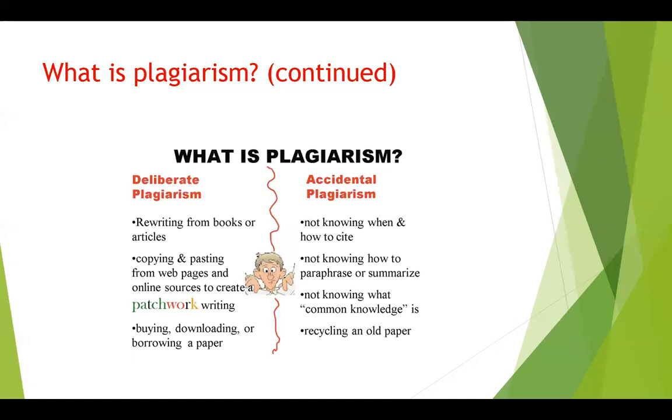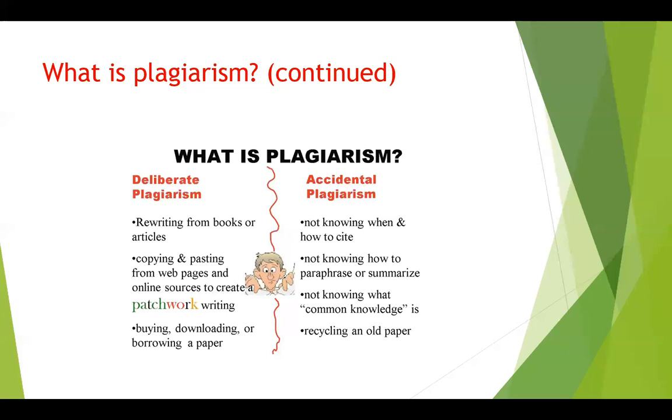So plagiarism is broken down into two categories. There's deliberate plagiarism, which is rewriting from books and articles, copying and pasting from web pages and online sources to create a patchwork of writing, or even buying, downloading, or borrowing a paper, even getting your friend to do it. All of that is plagiarism that's considered deliberate. In other words, a student who chooses to do the deliberate plagiarism knows they're plagiarizing, knows they're doing the wrong thing, and chooses to do it anyway.